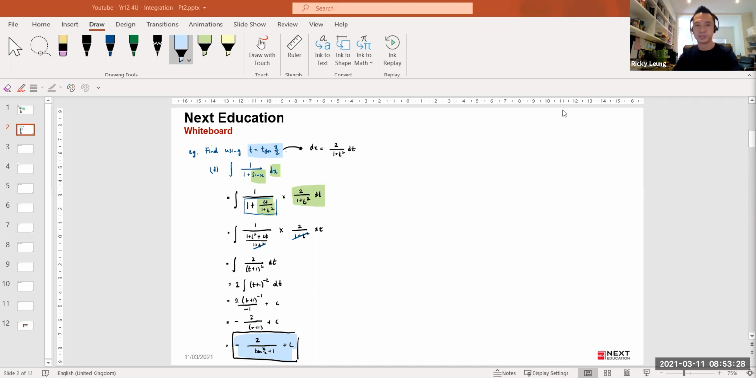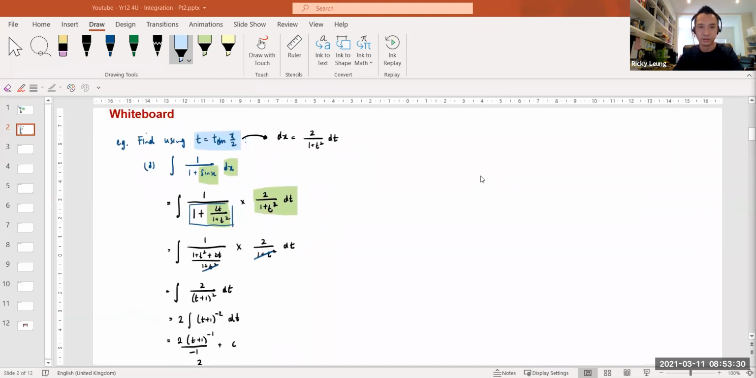Let's do this one. This is a classic as well. So it looks very similar. So part B, you integrate 1 on 1 plus sine plus cos dx, right? So it looks very similar.